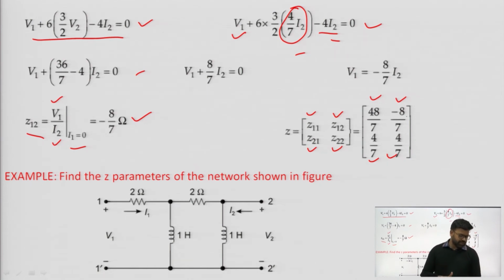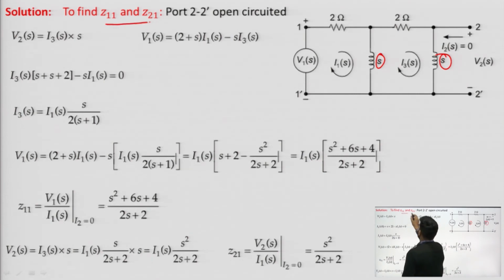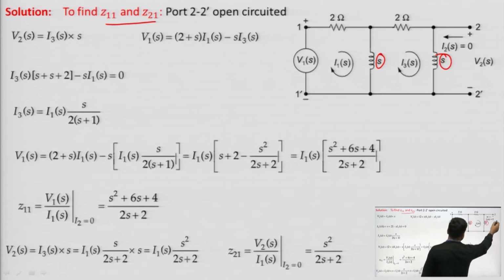Now, this is another example we have. Now, this can be written as: the impedance of the inductor is S into L. So, this will be S into L. Now, again to find out Z11 and Z21 we will open circuit this.